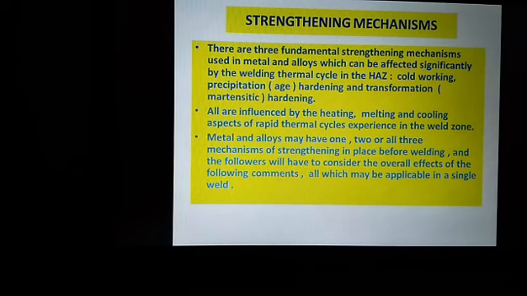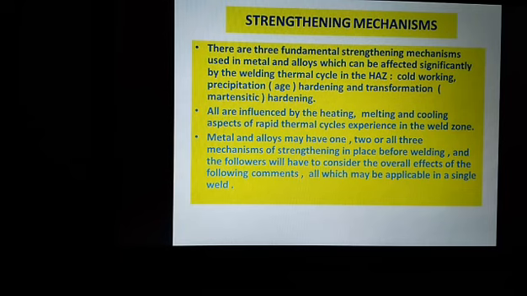There are three fundamental strengthening mechanisms used in metals and alloys which can be affected significantly by the welding thermal cycle in the HAZ: cold working, precipitation or age hardening, and transformation or martensite hardening. All are influenced by heating, melting, and cooling aspects of the rapid thermal cycle experienced in the weld zone.